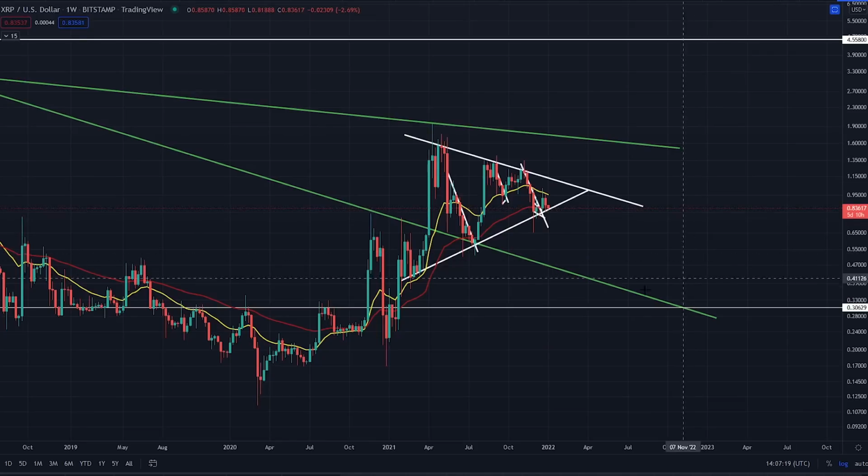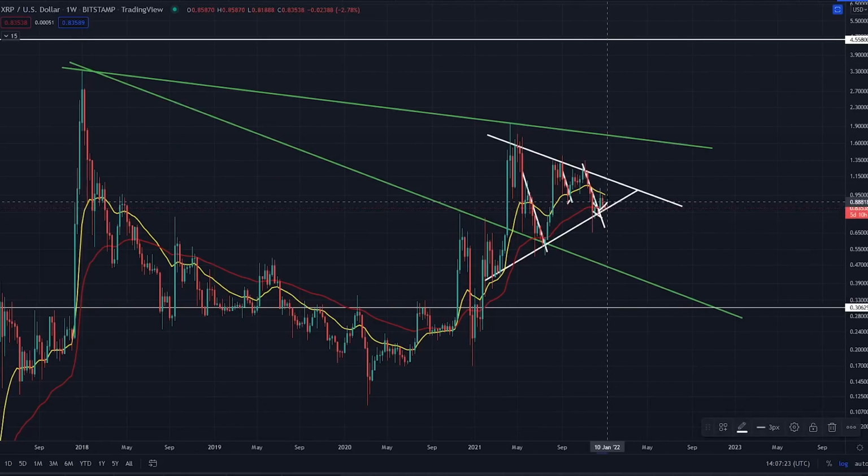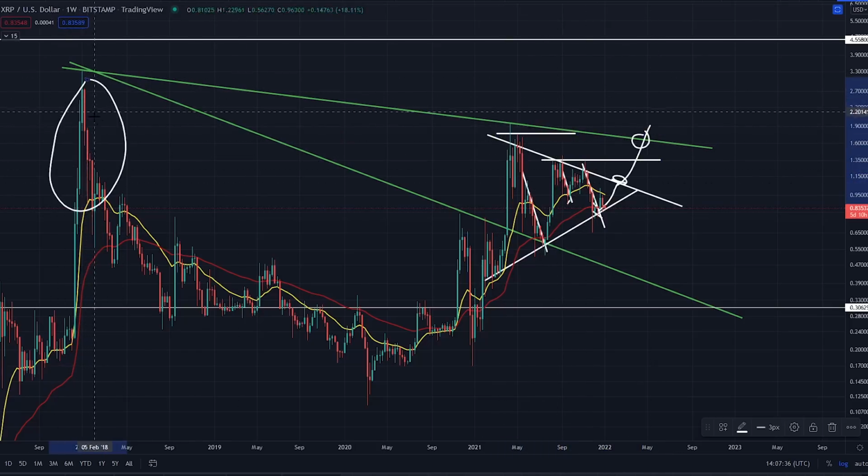So if you're looking for a confirmation break and a fantastic entry point to get involved in XRP, wait till it comes up and closes above this key level of resistance here, boom, entry point, because at that point you can see you've got pretty much thin air. You've got that high and then the local high, and there's not much resistance here, because you shot up into space.